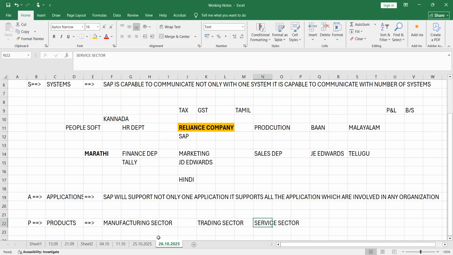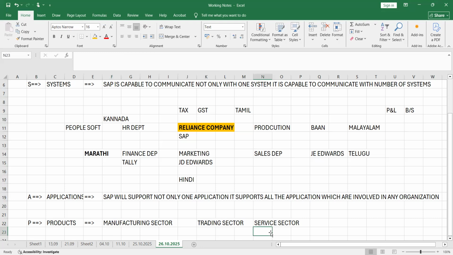If you take agriculture, it will come under service. If you take banking, it will come under service. If you take Reliance or whatever, it will come under trading. Any manufacturing will come under manufacturing sector. So SAP will support not only one product, it will support the complete products. Products in the sense, it will support manufacturing sector, trading sector, and service sector.